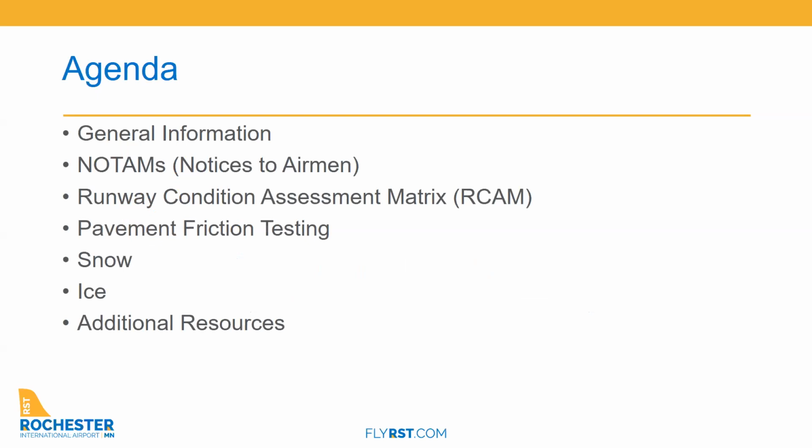So the things I'm going to try to cover today: some general information about snow and ice control, and a little bit about NOTAMs. Obviously, Eric talked a fair amount about those as well; I'll probably give a little more airport perspective. The runway condition assessment matrix, as Eric mentioned, has been around for about 5 years, kind of a new thing. A little bit about pavement friction testing, which is still really important, even though RCAM conditions are not really friction based anymore. They're more contaminant based. And then I'll talk about snow, a little bit about ice. And then I have a slide at the end that lists some additional resources.